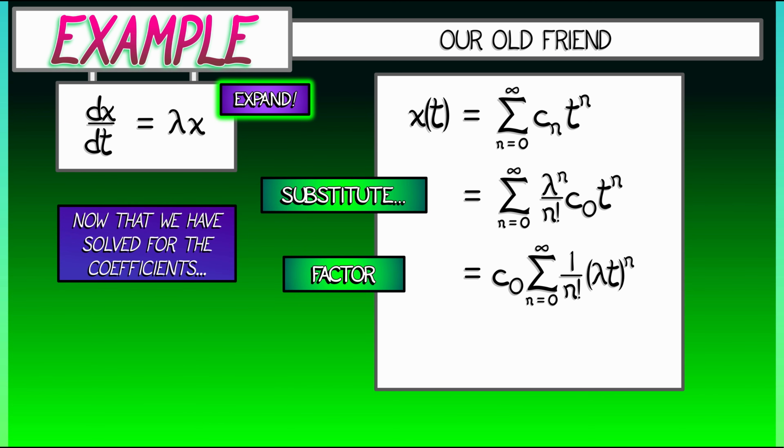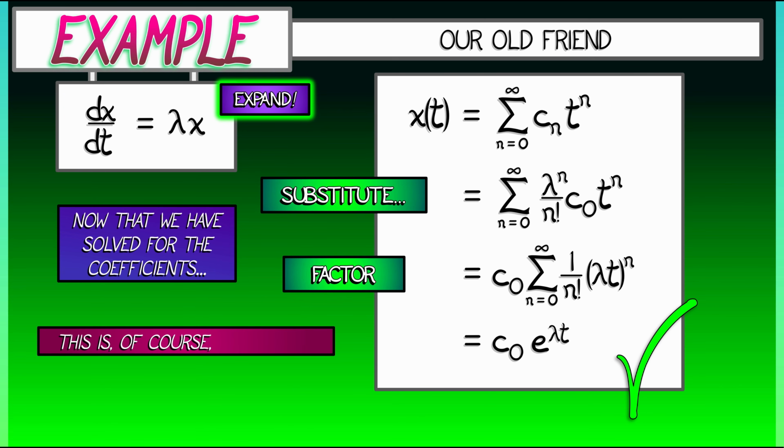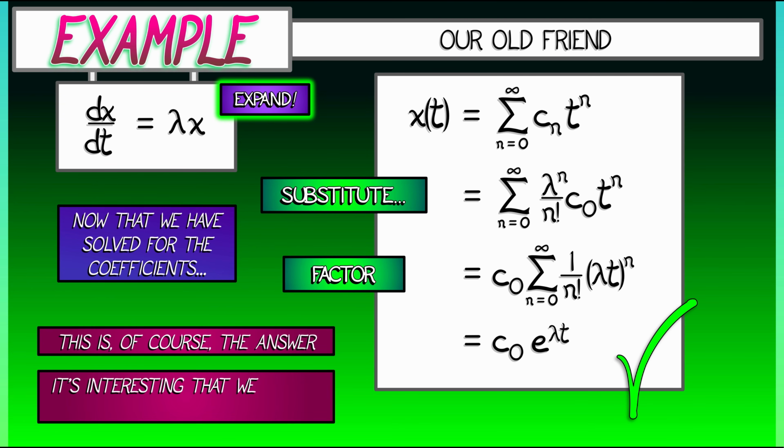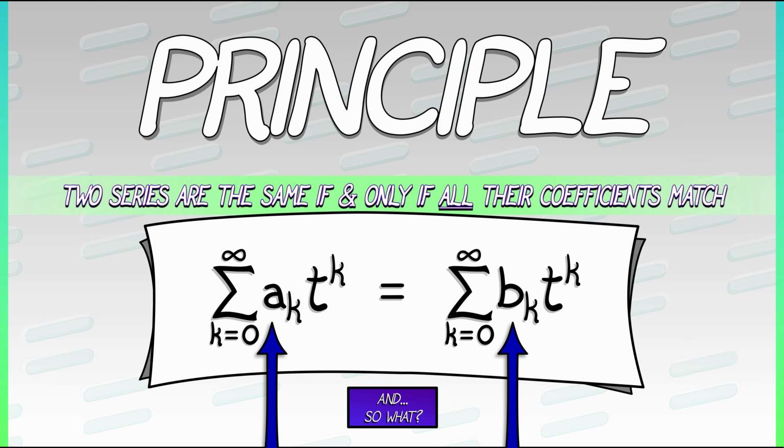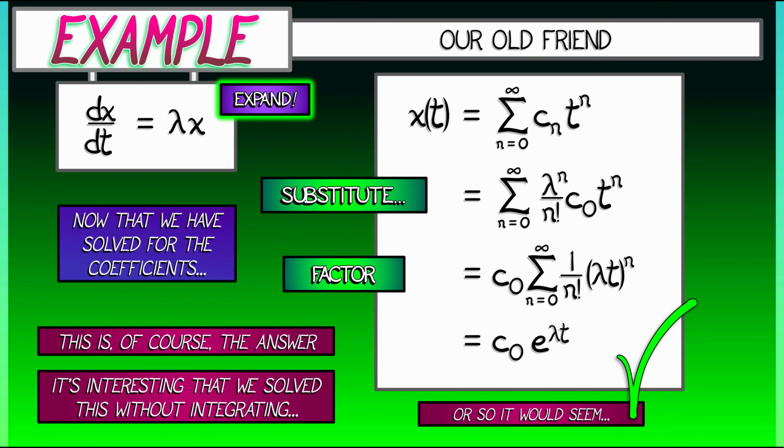And now I see our old friend, the exponential function, written out in that series. This is, of course, c_0 times e to the lambda t. And voila! That is, of course, the solution to the linear ordinary differential equation. It's really interesting that we solved for this. We got this solution without doing any integration, or so it would seem. We're merely manipulating series according to the principle that we had, that two series are the same if and only if all their coefficients match. That winds up converting this ordinary differential equation into a set of algebraic equations, which we solved inductively.